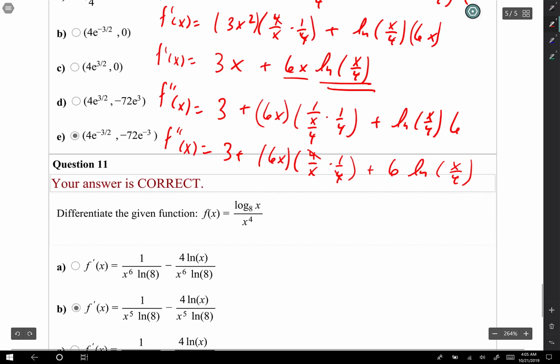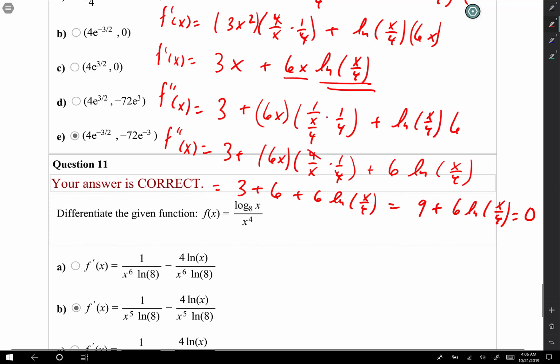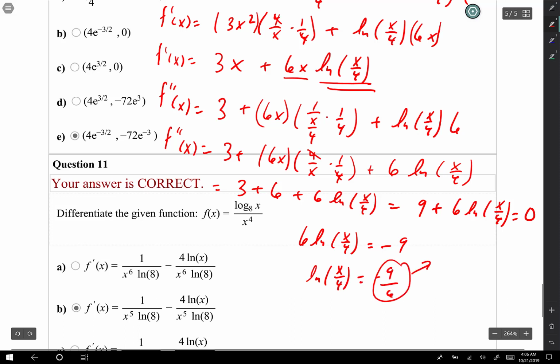And finally we got, let's see, 3 plus, the x's cancel out, 6, so that's going to be 9, plus 6 ln of x over 4. So we got 9 plus 6 ln of x over 4. So we want to set this equal to 0 because the only time you have a sign change is if I cross that x-axis. So let's solve for x. Moving the 9 to the other side, you have 6 ln of x over 4 equals negative 9. Divide by 6. ln of x over 4 equals negative 9 over 6, and that equals negative 3/2.